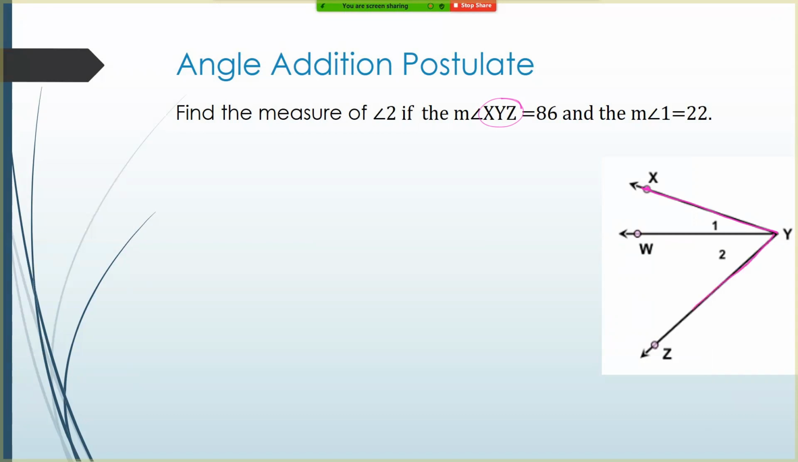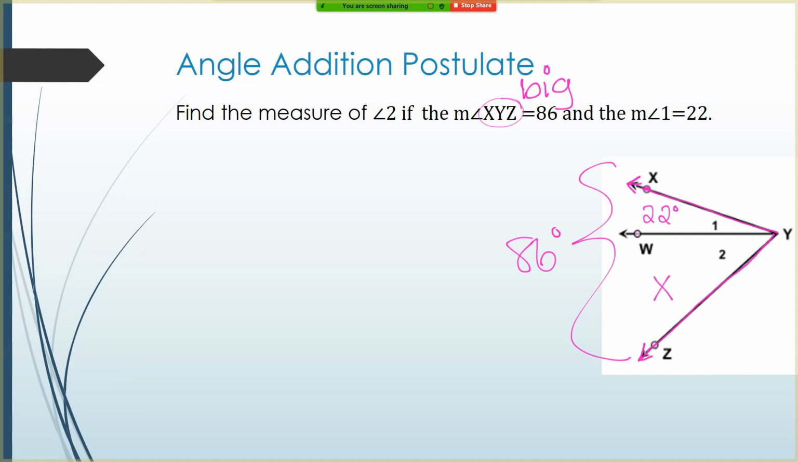So angle XYZ, is it talking about one of the little angles or the big angle? The big one. So this is the big angle. And then the measure of angle 1 is 22. Well, angle 1 is labeled right here as angle 1, so I know this is 22. But the entire angle is 86. How could I find this little angle?